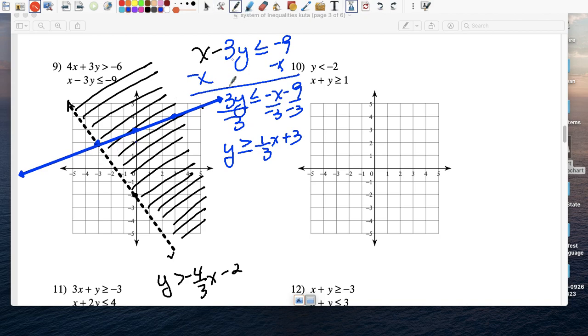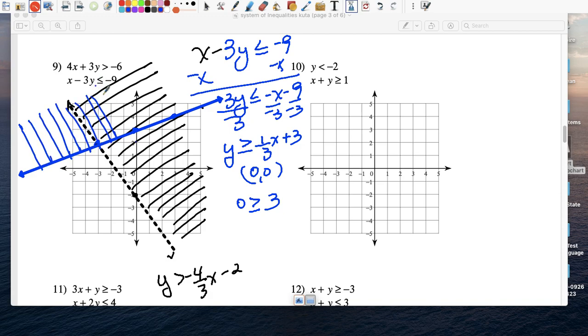There. Now you need to figure out if we want to shade above the blue line or below the blue line. So let's pick the point 0, 0. We get 0 greater or equal to 1/3 times 0 plus 3, or just 0 is greater than 3. Is 0 greater than 3? No, it's not. So we don't want to shade below the blue, we want to shade above. And that area, I'm pretty sure everybody can see, is your solution.